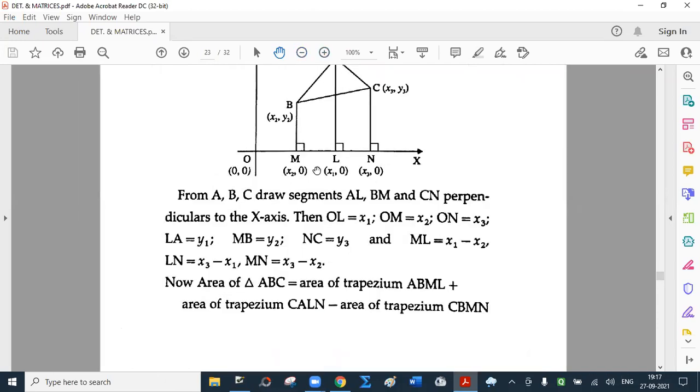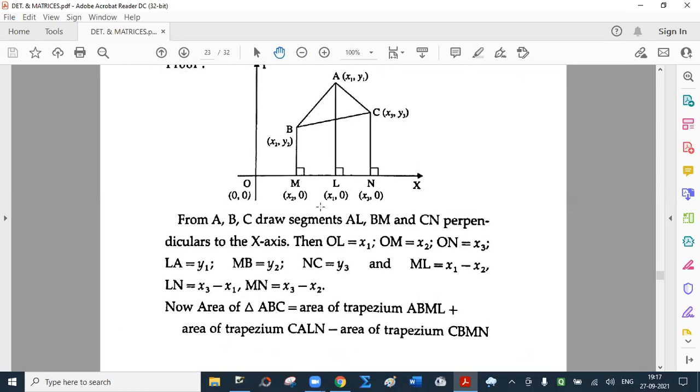Now this is interesting. See, area of triangle ABC equal to area of trapezium ABML plus area of trapezium CALN. Now from this sum, you have to subtract the area of which trapezium? CBMN. This is not at all difficult. See, add the areas of these 2 trapeziums, this one and this one, and from that subtract the area of this trapezium, so that you get the area of the triangle.